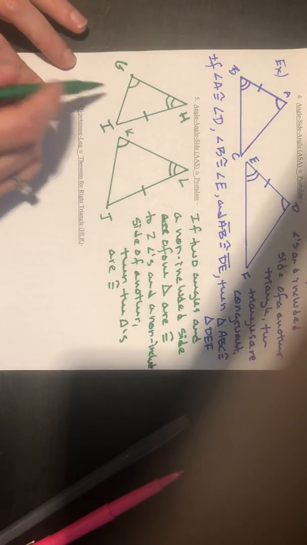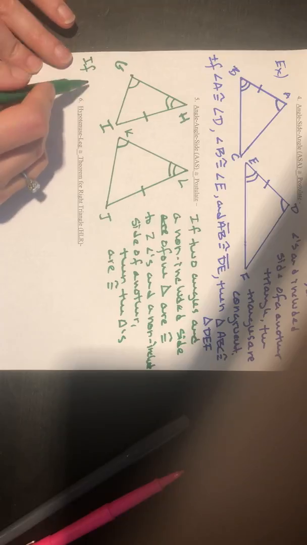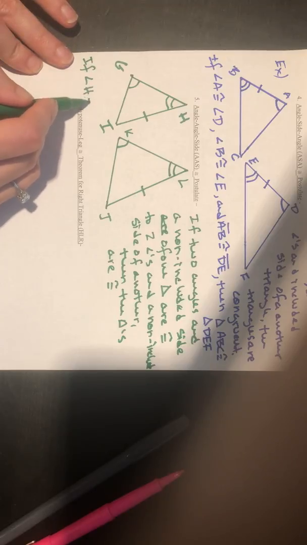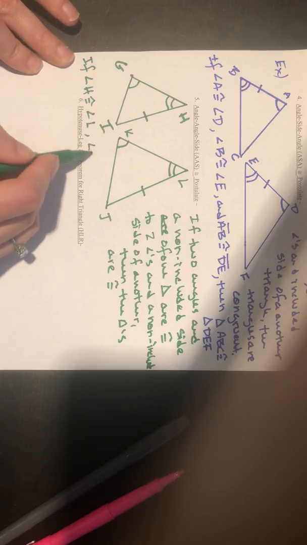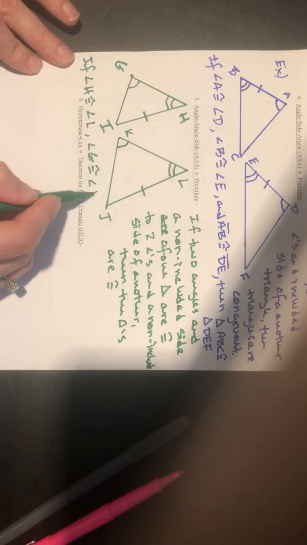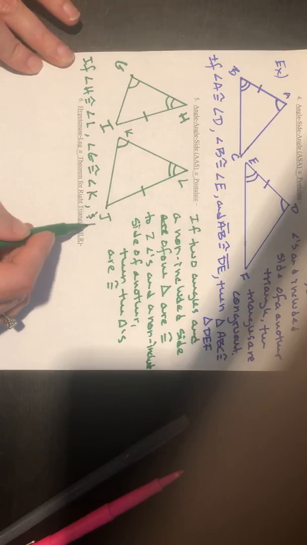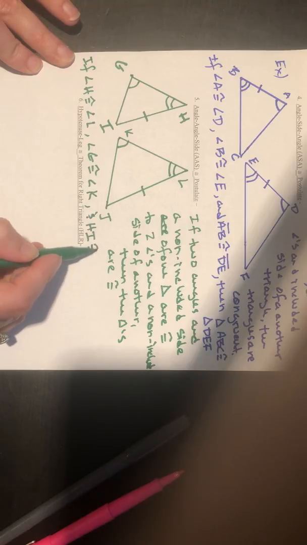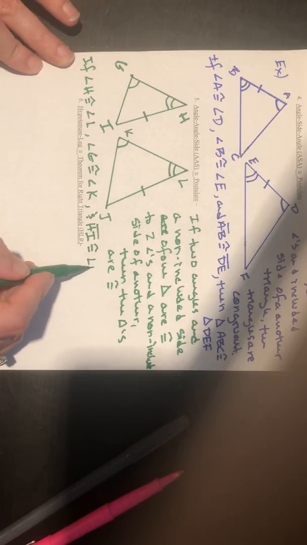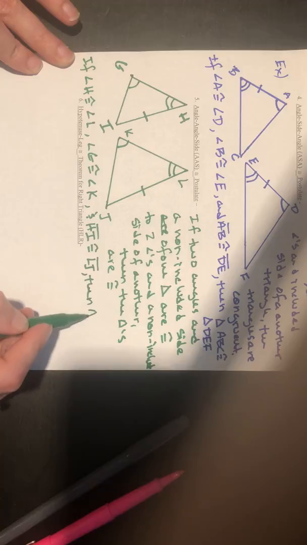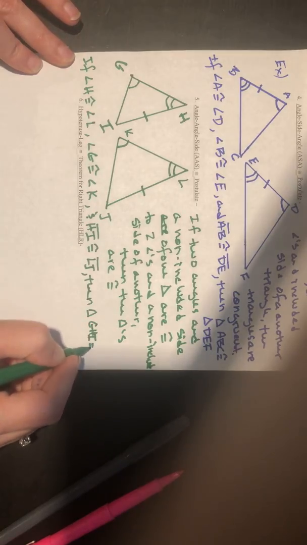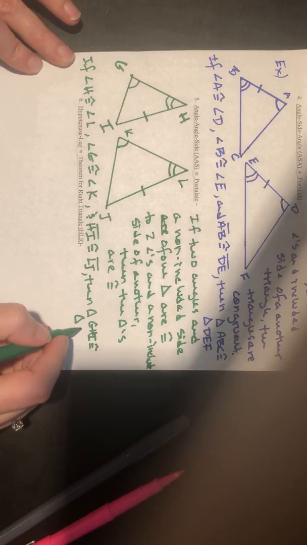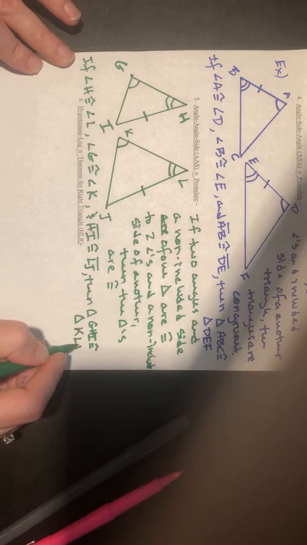Okay, what that means here is if angle H is congruent to angle L, angle G is congruent to angle K, and HI is congruent to segment LJ, then triangle GHI is congruent to triangle KLJ.